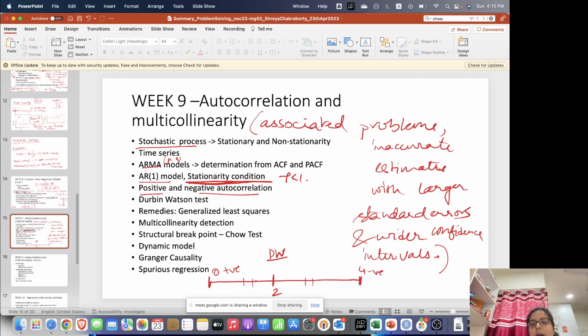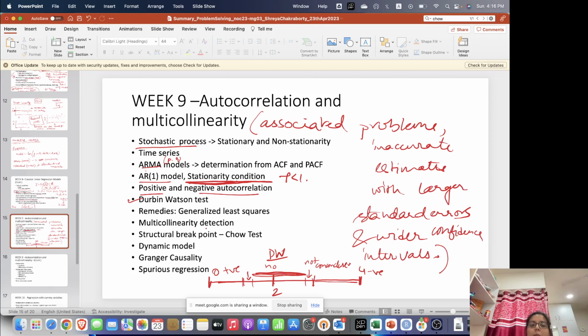Based on that, these regions would not be conclusive. Other than that, beyond this point it would be negative, beyond this point it is positive, and within this region we would have no autocorrelation. So please keep this line in your mind, the Durbin-Watson statistic. And then we saw how to get the statistic from R also. And as a part of the remedy, we learnt about generalized least squares.